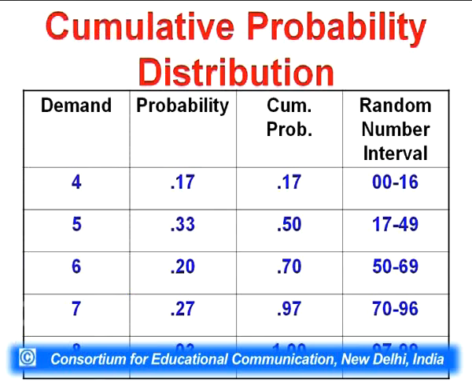Going to the previous table, random number 17 is in the second row, in the interval 17 to 49. So we'll pick the demand from this row. Against this row, there is 5. Demand is 5. So we'll write the first day's demand as 5 bricks.